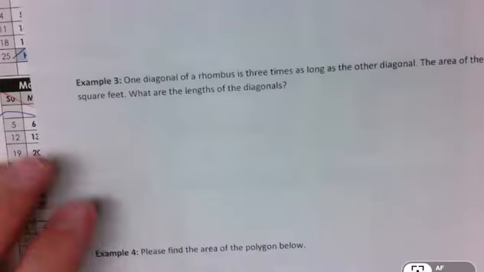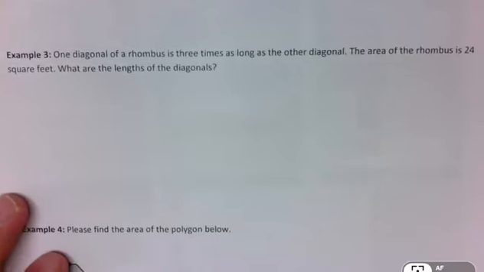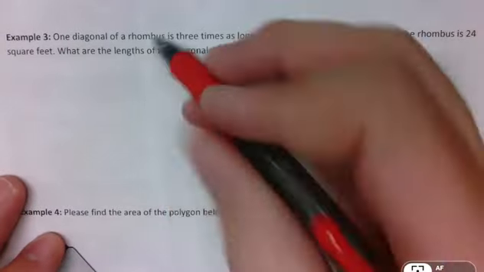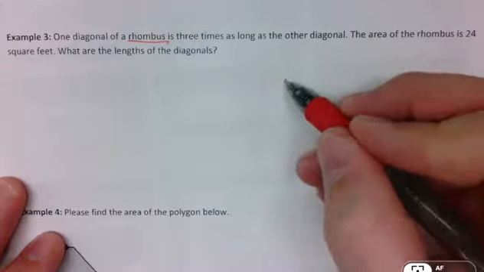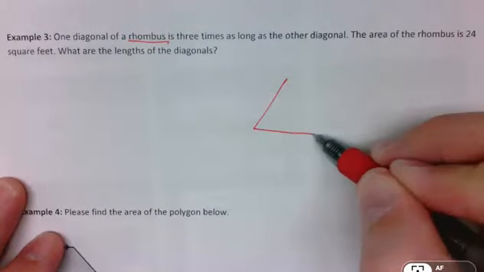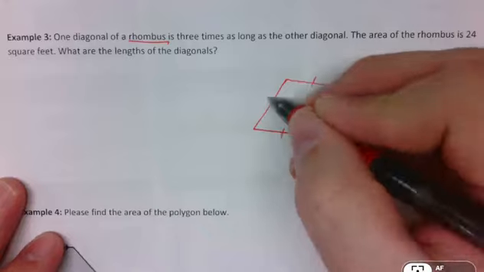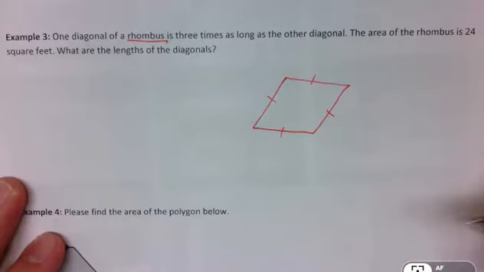All right, the next one here. Let's see, what do we got? Can I fit that on there? Yeah, there we go. One diagonal of a rhombus. First of all, I know I have a rhombus, so I'll just try to draw it. And a rhombus, if you remember, all the sides are the same. And that's all we really have so far.